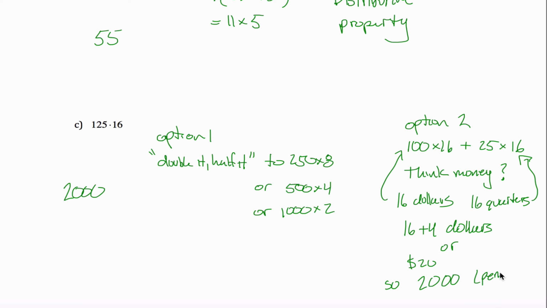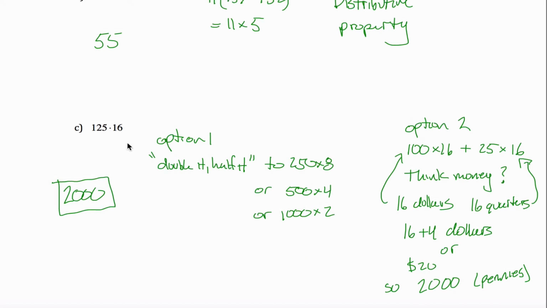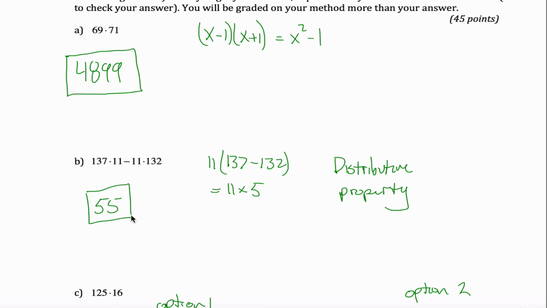Maybe I can write pennies if you want, because this 125 was in pennies to begin with, because it wasn't 1.25, it was 125. Something like that. A couple different ways you could get there. At any rate, your answer should be 2,000. And I guess that ends this quiz.